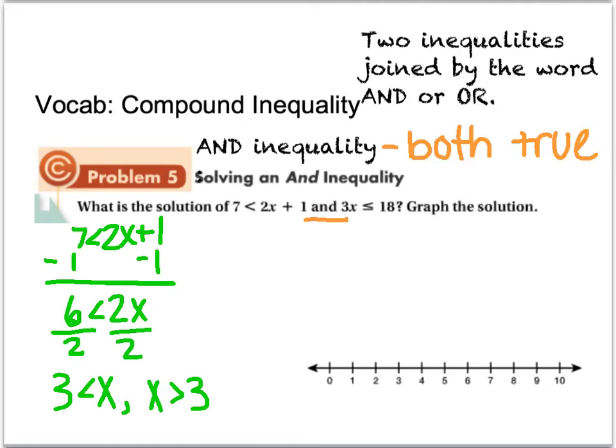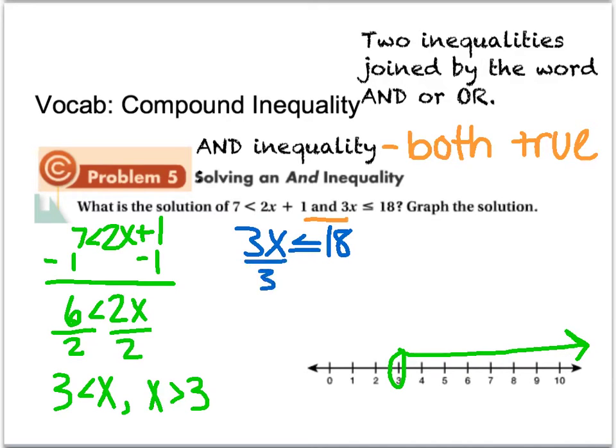And now I'm going to graph that just like we did yesterday. And you'll see why, but what I'm going to do, instead of making my line exactly on the number line, I'm going to make it a little bit above it. And you'll see why in a second. And my other inequality, 3x is less than or equal to 18. I can solve that. x is less than or equal to 6. Graph it.